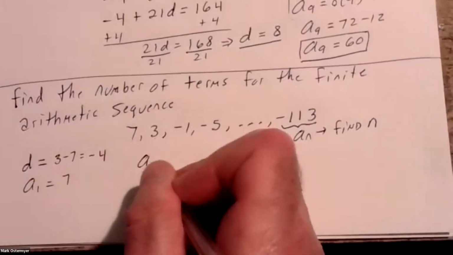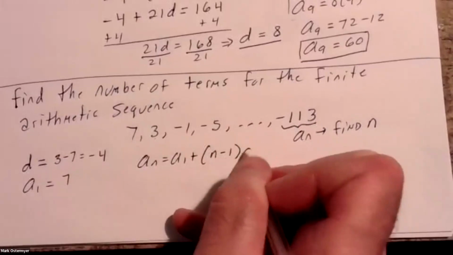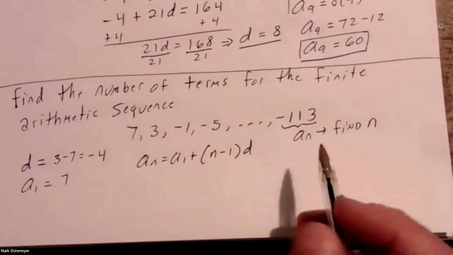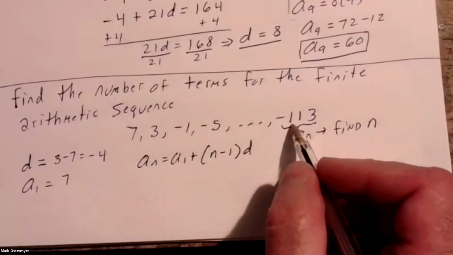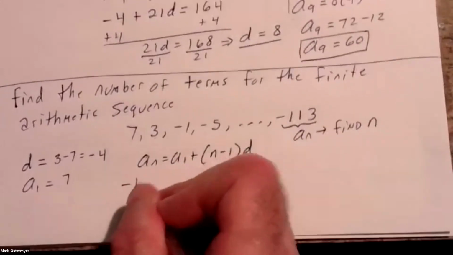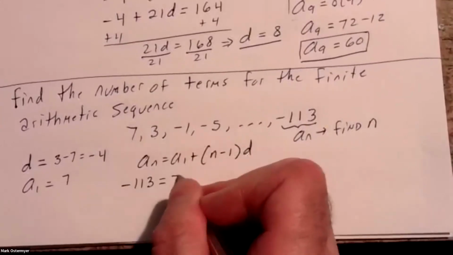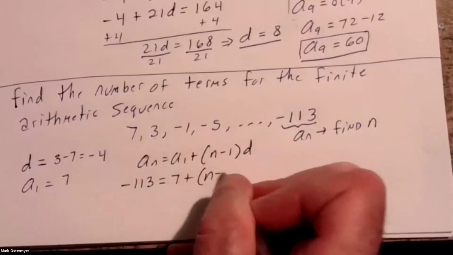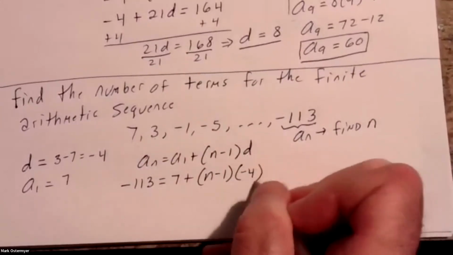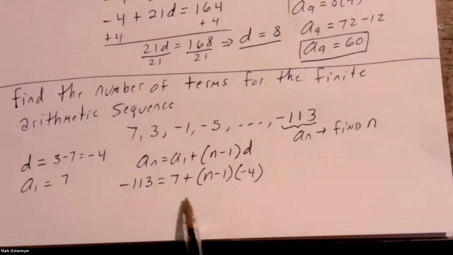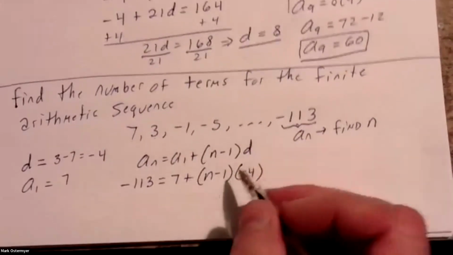So using our nth term rule here we go, using this formula again. It's going to help us out here. So therefore, the nth term, which is -113, is set equal to the first term, which is 7, plus, we don't know n, we know our common difference is -4 though. We have to solve this equation for n, and then we will know what term this is, okay?